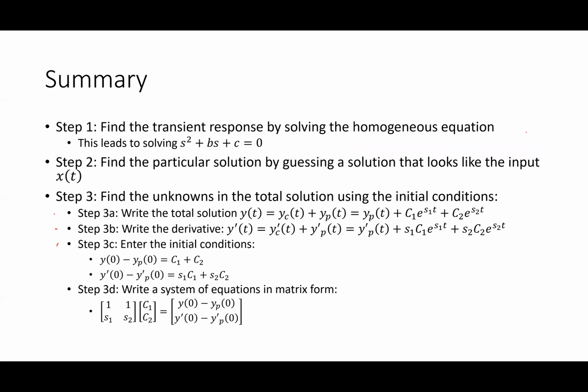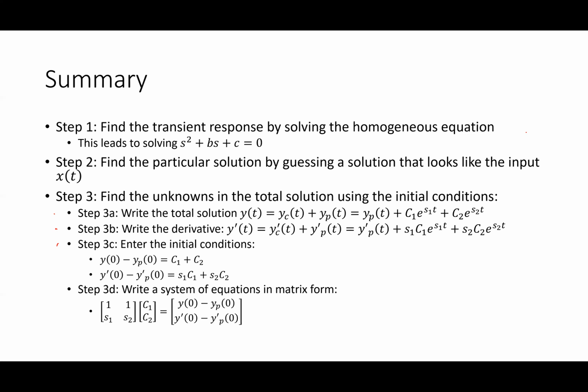Now, what that gives me in summary is a set of steps like I have here, right? So I get the transient response, and when I'm dealing with second order, that means I'm going to get to that characteristic equation. Then I'm going to get the particular solution by guessing a solution that looks like the input. So if I have a step, I guess a step. If I have a cosine, I guess a cosine, and I go through those steps to convert it into the dynamic phasor and then convert it back out to a cosine. Then my last step is I get the unknowns in the total solution with the initial conditions.